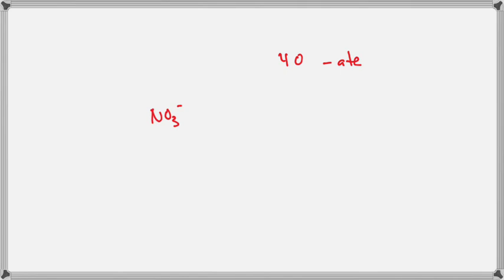nitrate. That should cause a problem because you just told me that ate meant 4 plus oxygens, and yet I go to nitrate that has 3 oxygens. Your initial description of it was 100% correct. Ate means more oxygens. More oxygens than what? Than ite. What does ite mean? Less oxygens.